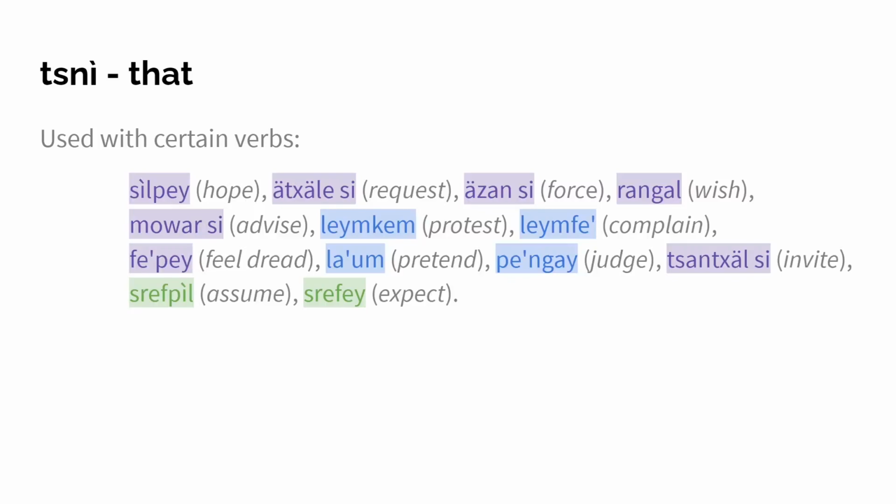Tsnì, that is a bit more complicated, I think. At least it seems like that for beginners. I see a lot of people asking about that one. It's used only with certain verbs. This list of verbs, and you see already many different colors. And this is because tsnì, with some words, requires the eve infix in the following clause, with some it doesn't.